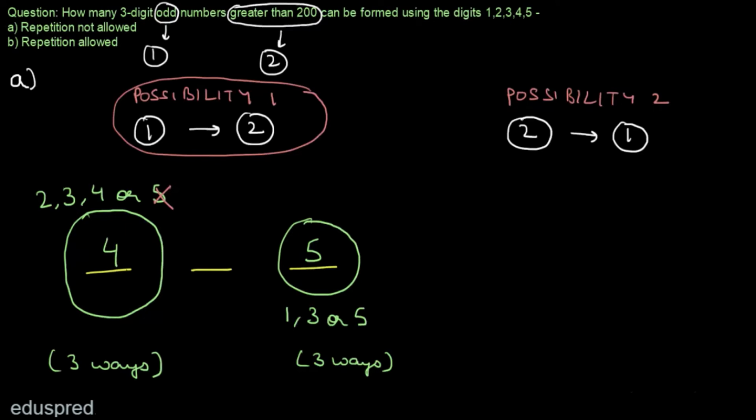Now having filled these 2 slots, in how many ways can we fill this second slot? Now note that the repetition is not allowed and we have already utilized 2 numbers. So that means this place can be filled in 3 ways. So the second slot can be filled in 3 ways.